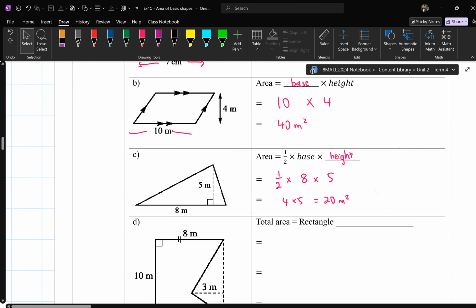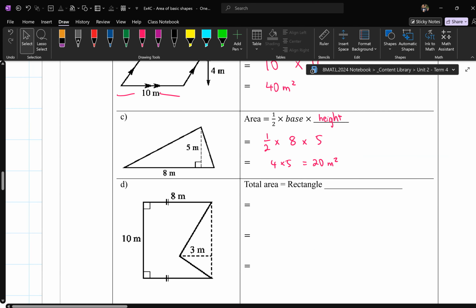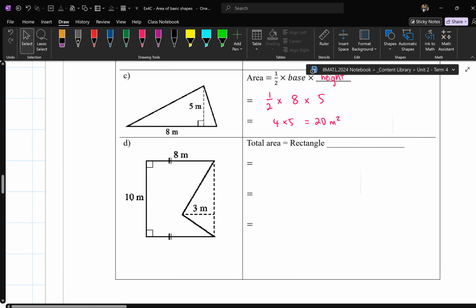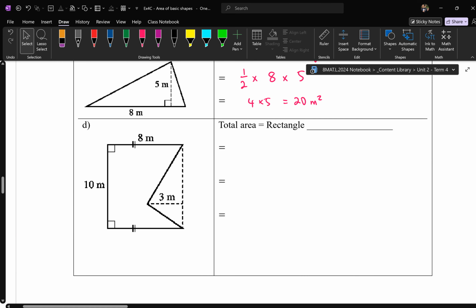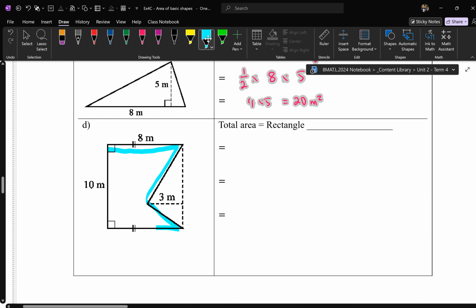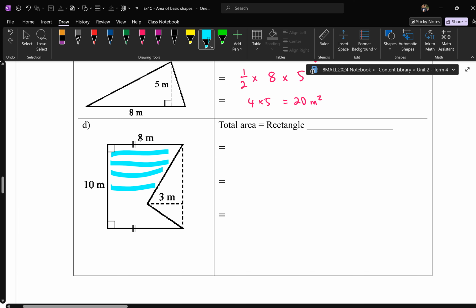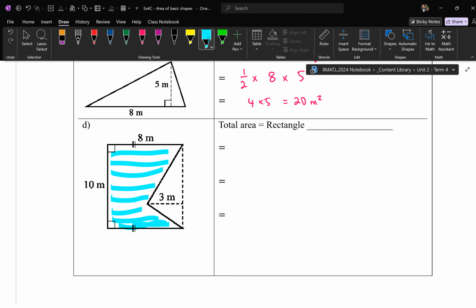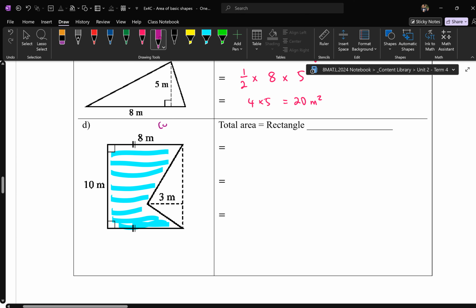So you can see that it's all about identifying the shape and then using the correct formula for each one. Now D is a problem-solving one, so this is not any particular shape that you are familiar with. It's looking like this. That's the shape. But we can find the area, okay, by doing a bit of problem-solving. So this is called a composite shape, okay, composite.